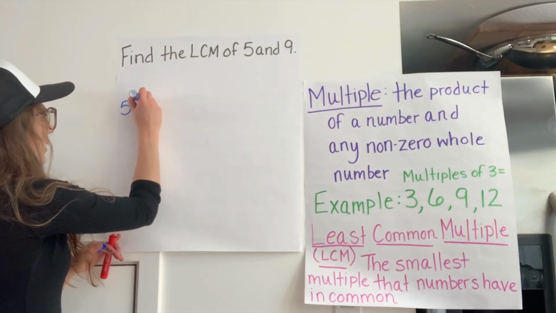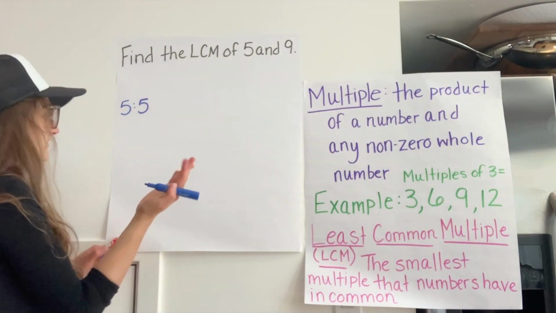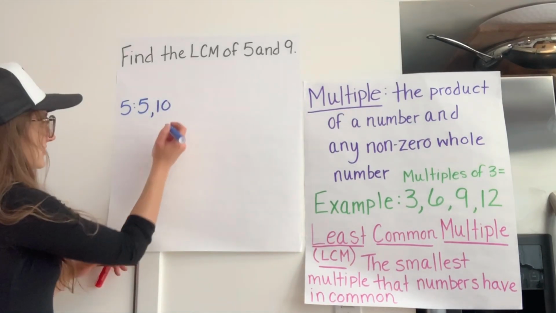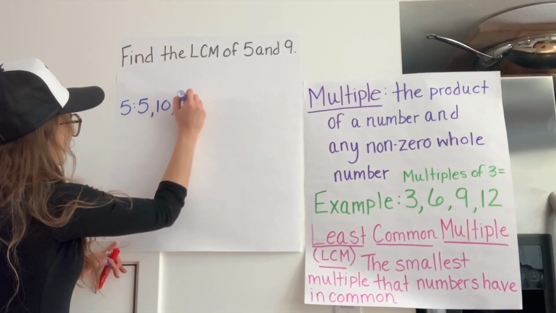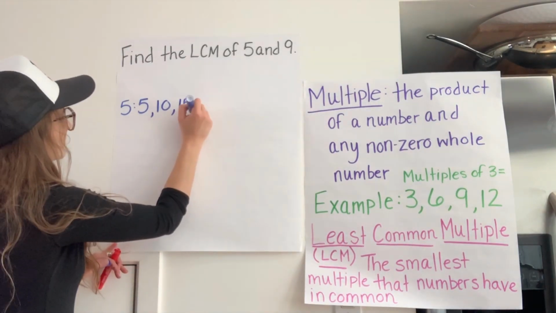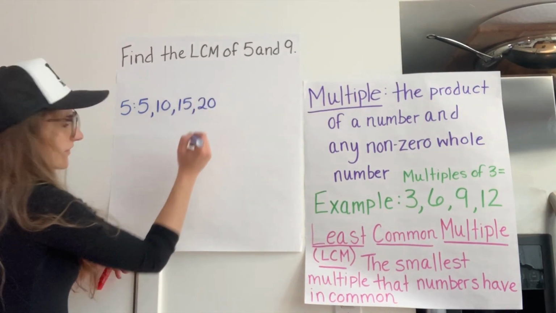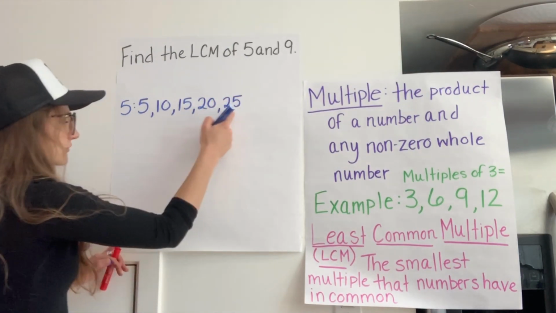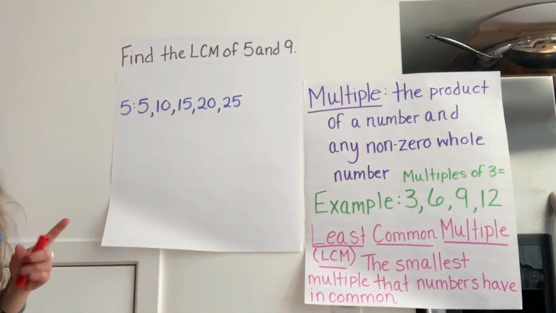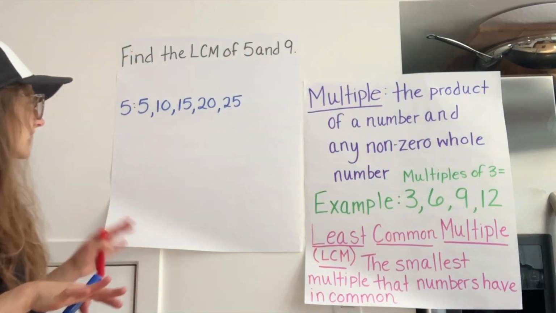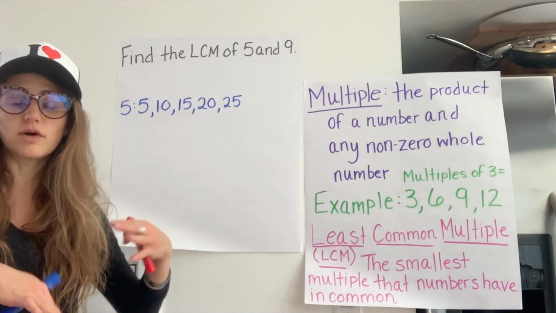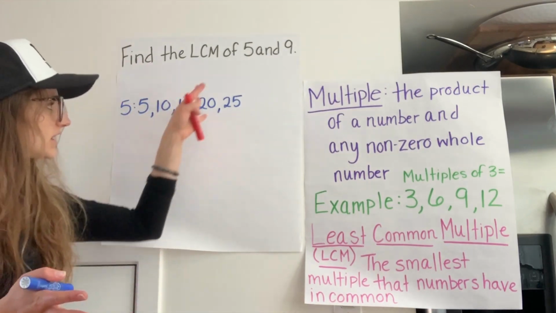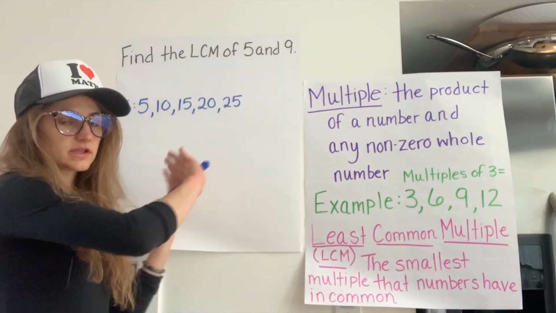So our first multiple is 5 because 5 times 1 is 5. Our next multiple is 10 because 5 times 2 is 10. Then we have 15 because 5 times 3 is 15. We have 20, 5 times 4 is 20. And finally we have 25, 5 times 5 is 25. Those are the first 5 multiples of 5. You might recognize that what we are doing here is the equivalent of skip counting, or counting by 5s. 5, 10, 15, 20, 25, 30, 35, 40, we could keep going on.